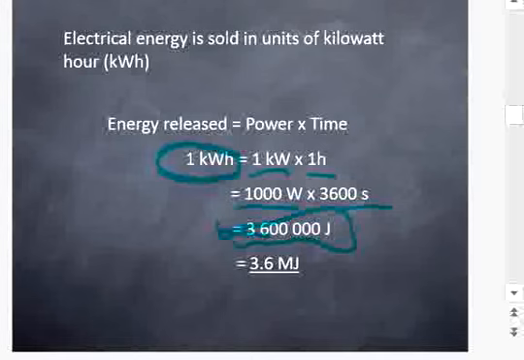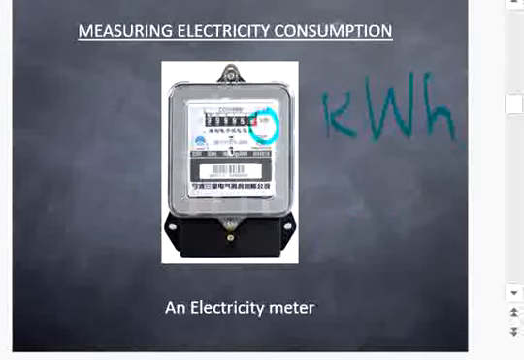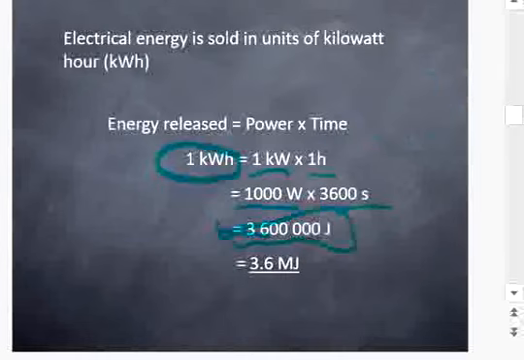joules. That's why the number on this meter will rotate every time you use 1 kilowatt hour. Meaning for the whole house, you are using 3,600,000 joules of energy. So basically the kilowatt hour is just a unit for electrical energy, because it is easier to calculate and easier to read.